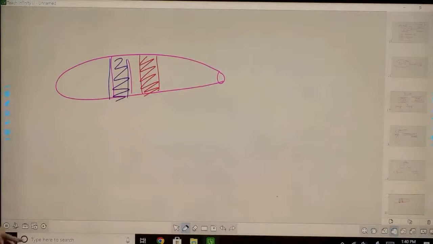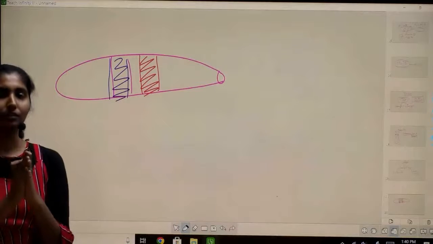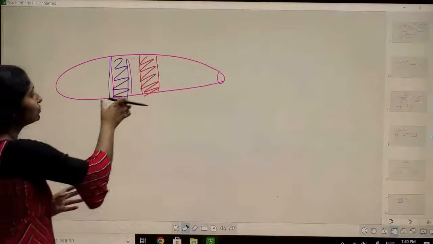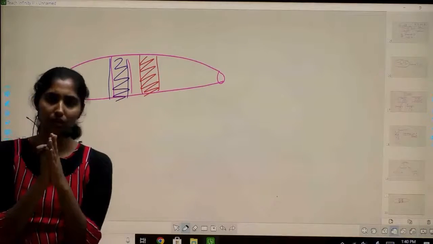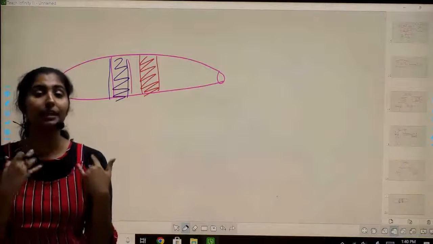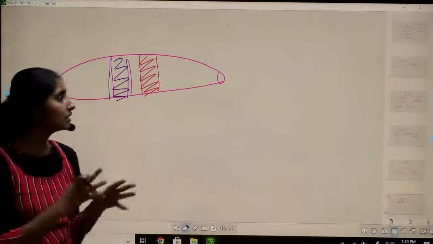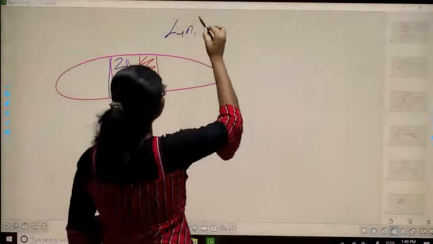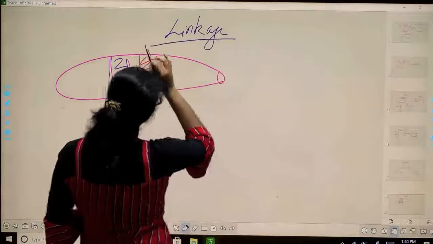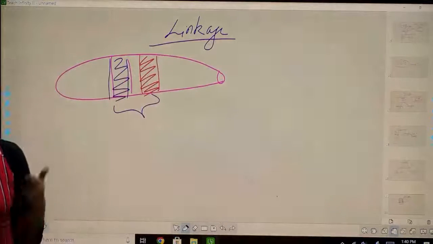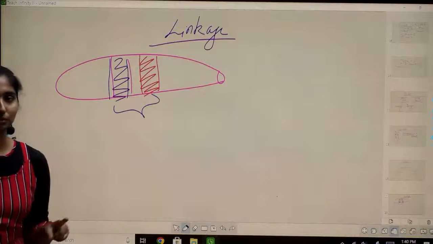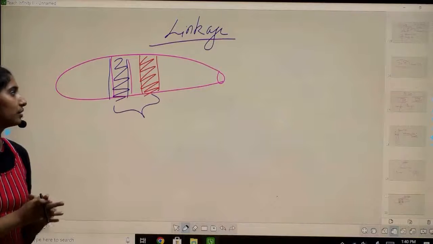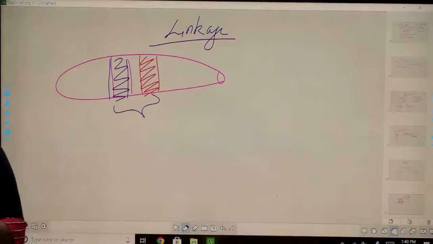Linkage is the physical association between two genes that are found on the same chromosome and are located very close to each other. When two genes are located very close to each other, there are chances that they may be inherited as a unit, right? The physical association shown by these two genes is what is known as linkage. Linkage is shown by genes that are present on the same chromosome, and within the same chromosome they are very, very close to each other, right? So when they are close to each other, they are inherited as a unit.